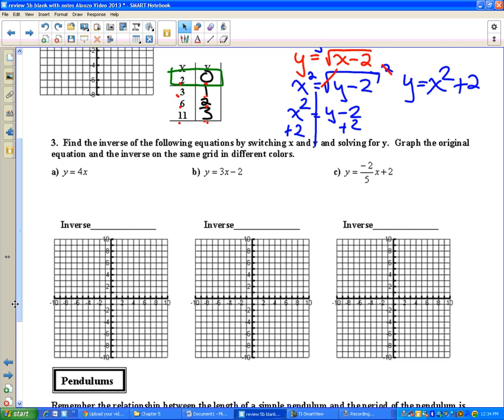Okay. Find the inverse of the following equations by switching x and y and solving for y. Graph the original function and the inverse on the same grid. So I'm going to start by graphing the original function.